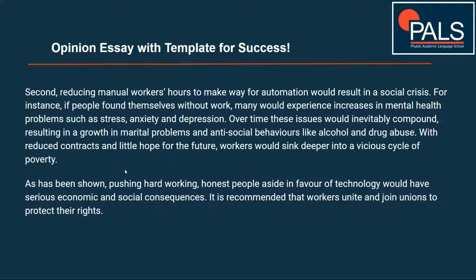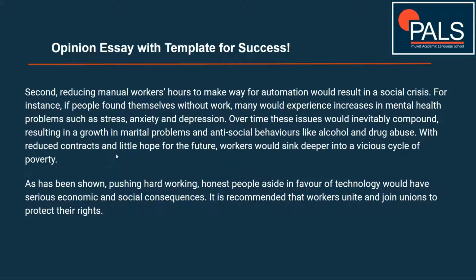For instance, if people find themselves without work, many would experience increases in mental health problems such as stress, anxiety, and depression. Over time, these issues would inevitably compound, resulting in a growth in marital problems and antisocial behaviours like alcohol and drug abuse. With reduced contracts and little hope for the future, workers would sink deeper into a vicious cycle of poverty. Okay, so that's a short but very strong and succinctly argued little opinion paragraph.